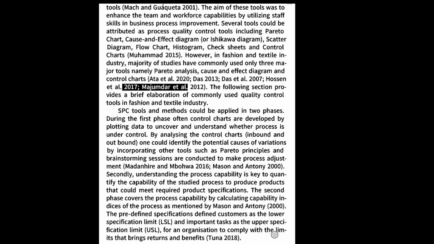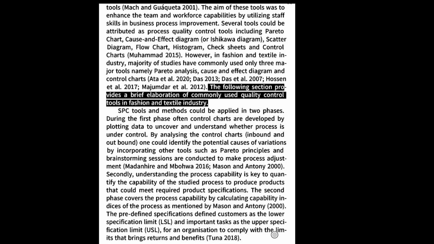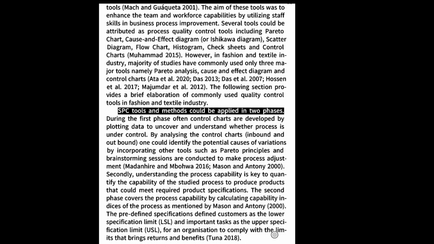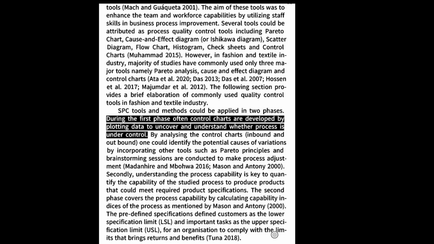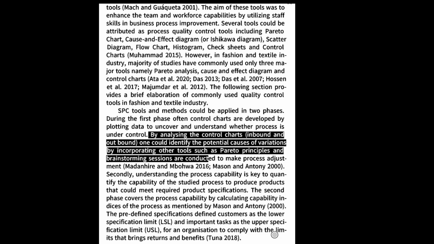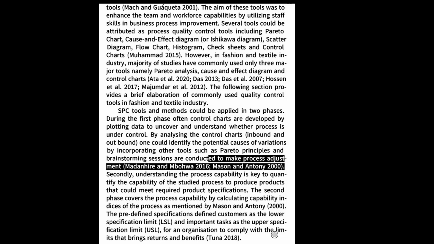2017, Majumdar et al. 2012. The following section provides a brief elaboration of commonly used quality control tools in the fashion and textile industry. SPC tools and methods can be applied in 2 phases. During the first phase, control charts are often developed by plotting data to understand whether the process is under control. By analyzing the control charts, inbound and outbound, one could identify the potential causes of variations. Other tools, such as the Pareto principle and brainstorming sessions, are incorporated to make process adjustments, Madana and Emboa 2016, Mason and Anthony 2000.